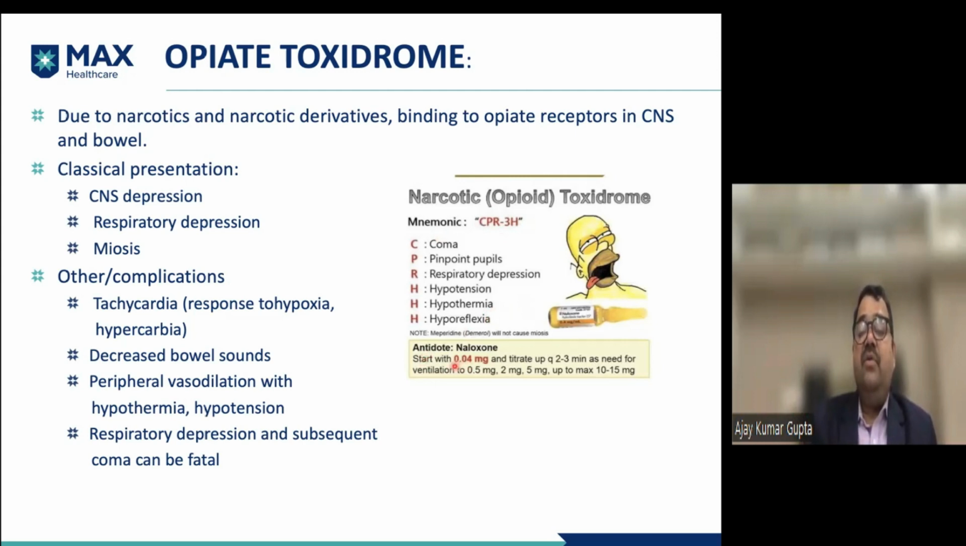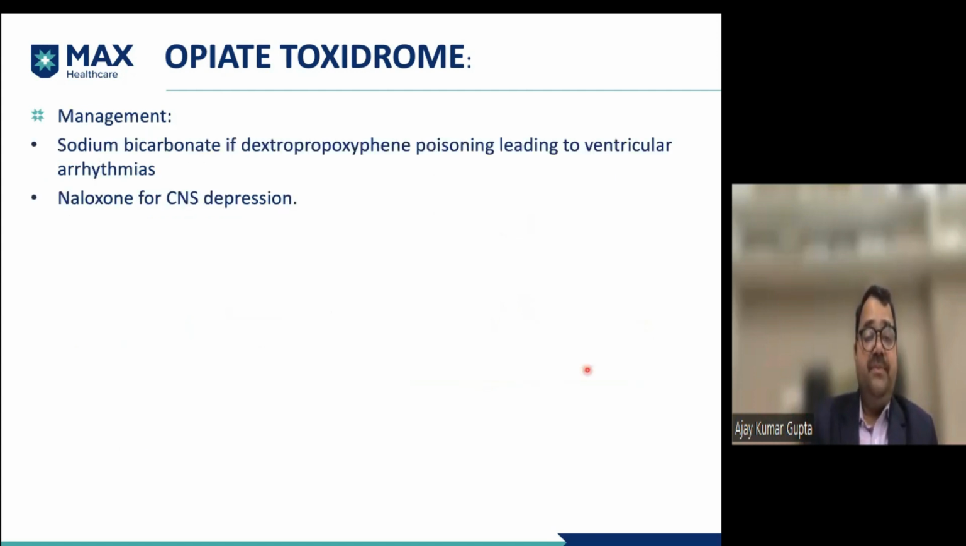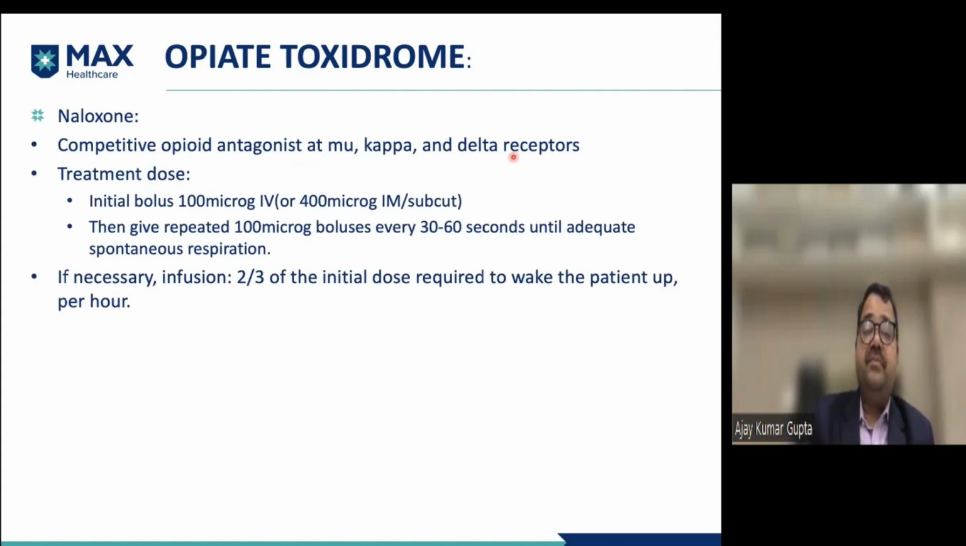We can start with a dose of 0.04 mg and titrate it every 2 to 3 minutes as needed for the ventilation, up to 0.5 or 5 mg, and up to a maximum of 10 to 15 mg. So naloxone is particularly for the CNS depression, and you can use soda bicarb in the dextropropoxyphene poisoning leading to the ventricular arrhythmias.